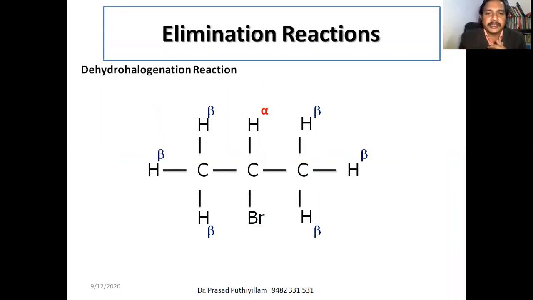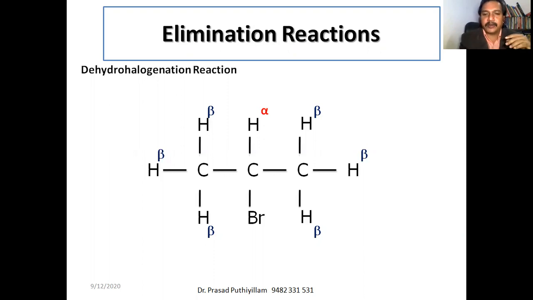Now, the elimination reaction of haloalkanes or alkyl halides, that is dehydrohalogenation. Dehydrohalogenation means removal of hydrogen and halogen. That 'de' means removal. We usually say we feel a lot of dehydration. Dehydration means we are losing much of our water content from our body. So dehydrohalogenation means hydrogen and halogen are removed. Therefore, the word dehydrohalogenation reaction.